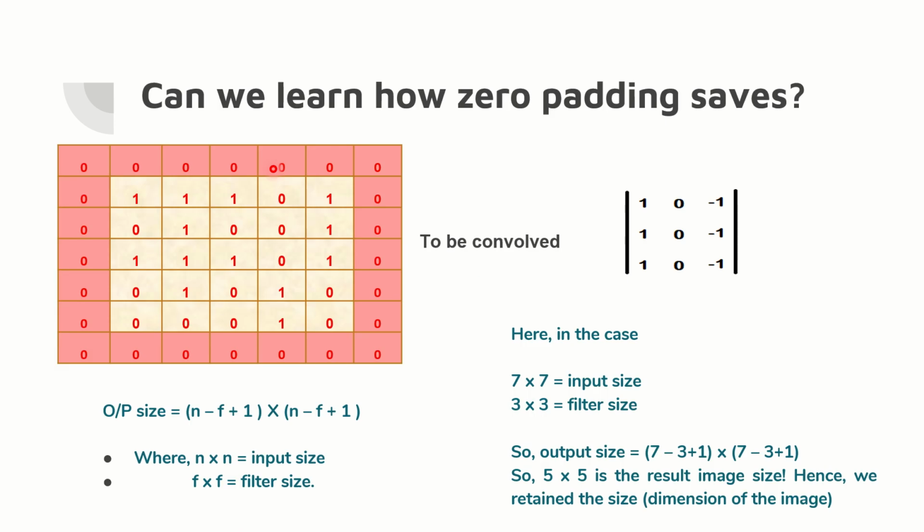Very simple. Before we go into how does it work, we will understand how much will be the output dimension. What will be the output dimension? I have given you the formula, right? N minus f plus 1 cross n minus f plus 1.